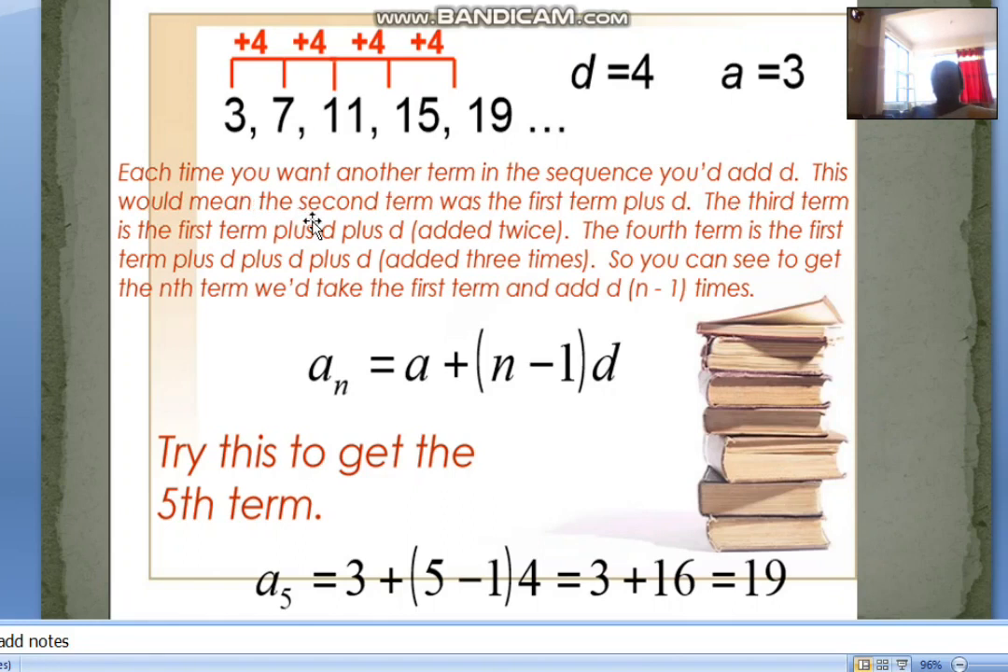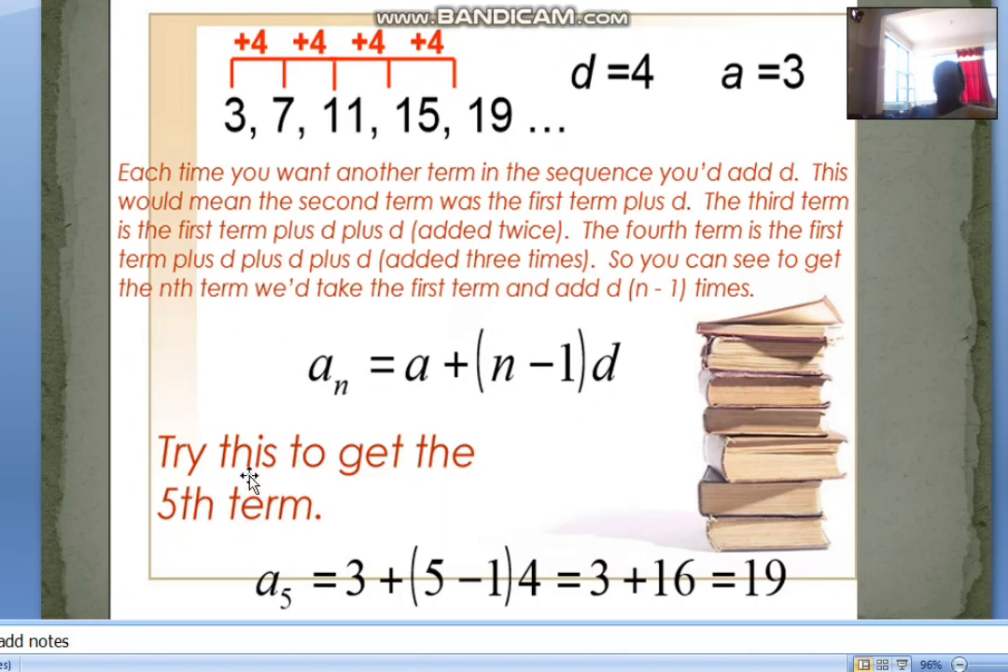So this would mean the second term was the first term plus d. The third term is the first term plus d added twice. The fourth term is the first term plus d plus d plus d, like that, added 3 times. So you can see to get the nth term, we would take the first term and add d, n minus 1 times. So here is the general form, the nth term formula: an is equal to a plus n minus 1 into d.